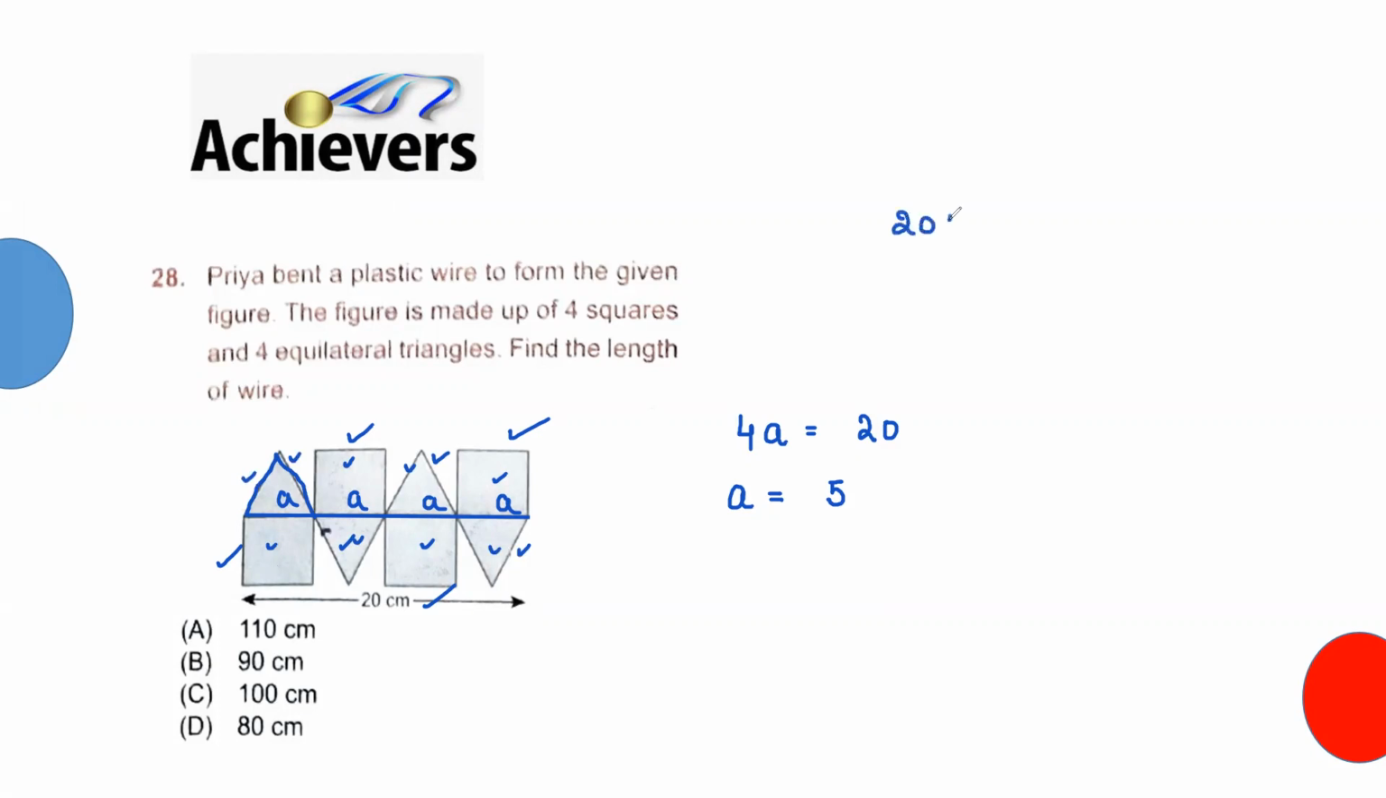So 20A will be how much? 5 times 20, that gives you 100. So 100 centimeter will be the answer. This way you can calculate it very, very fast, and hope you understand the concept of the perimeter very well. Let's go to the next question.